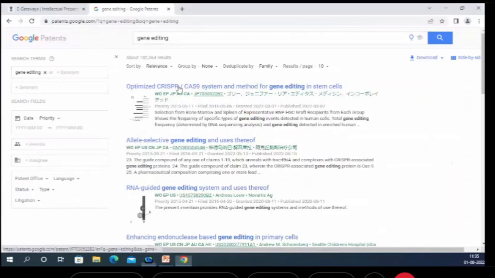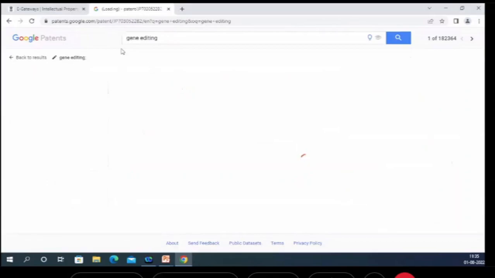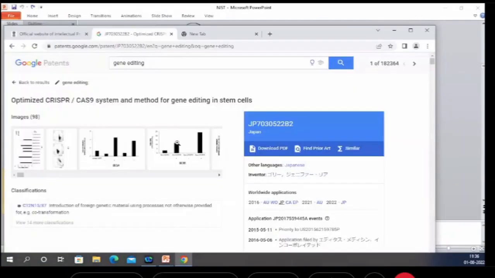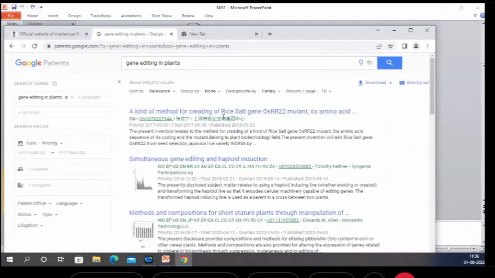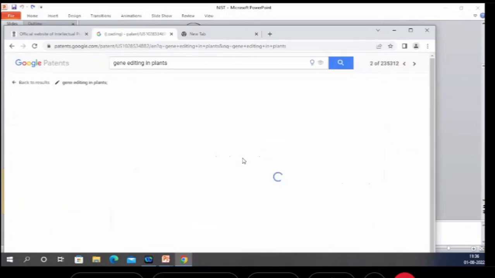If I click here, this is an application on gene editing. I think my internet is a bit slow, that's why it is getting late. Okay, I got a first hit: optimized CRISPR-Cas9 system and method for gene editing in stem cells or in plants. You can type anything here. There is a method for creating a rice salt gene OSRR2 mutant in amino acid. If I click here, there is a stimulation gene editing and haploid induction. I think you will understand the technicality of this application better than me.